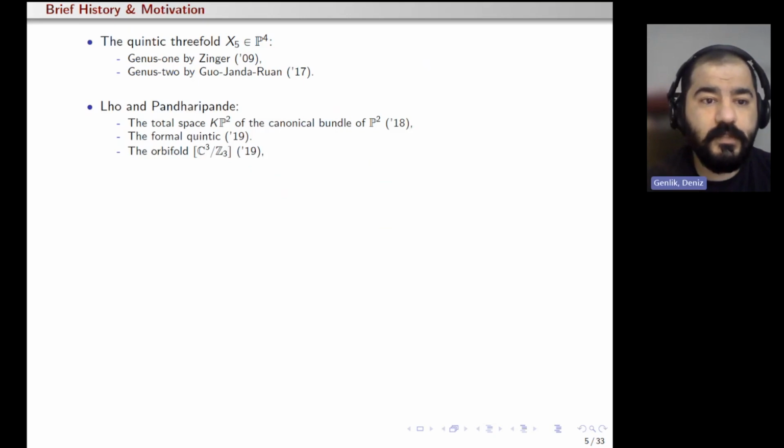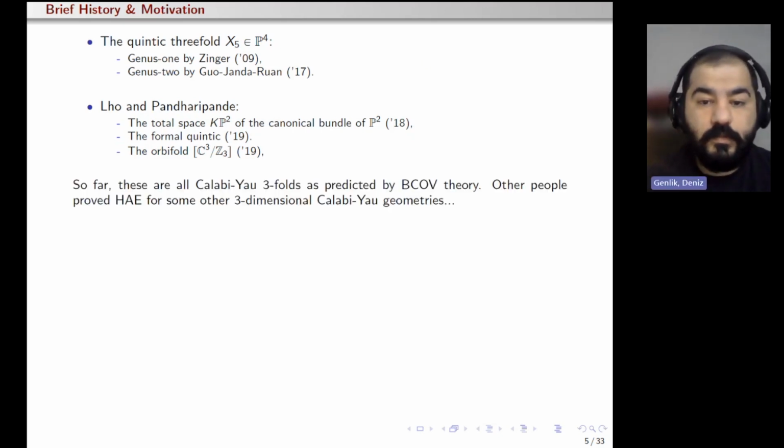But when it comes to 2018, there was a blast of progress, and Lho and Pandharipande proved the holomorphic anomaly equations for 3 different target spaces: local P2, which is the canonical bundle of P2, some Calabi-Yau geometry, the formal quintic, and the orbifold C3 mod Z3. And at the same time, Ruan and coauthors proved the holomorphic anomaly equation for every genus for the quintic as well. But so far, all these are Calabi-Yau threefold geometries, as predicted by BCOV theory.